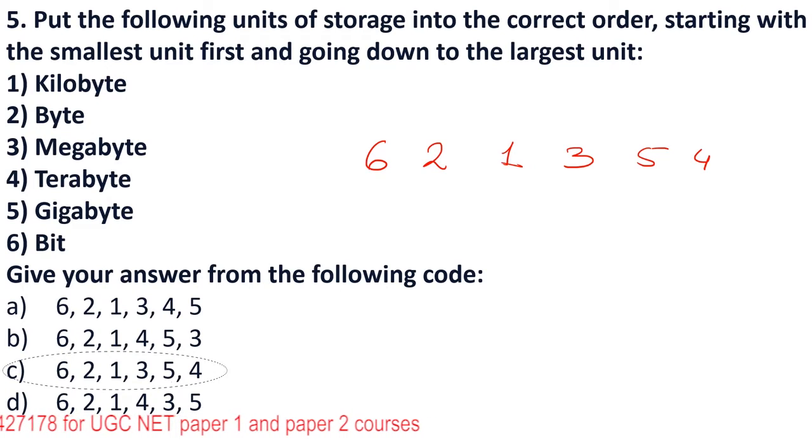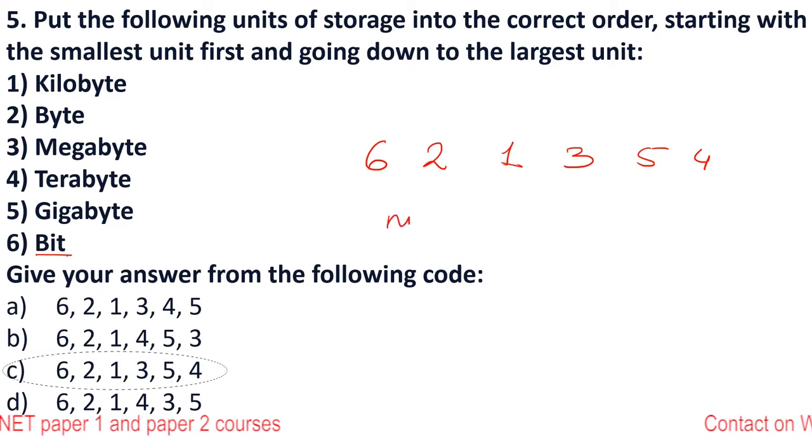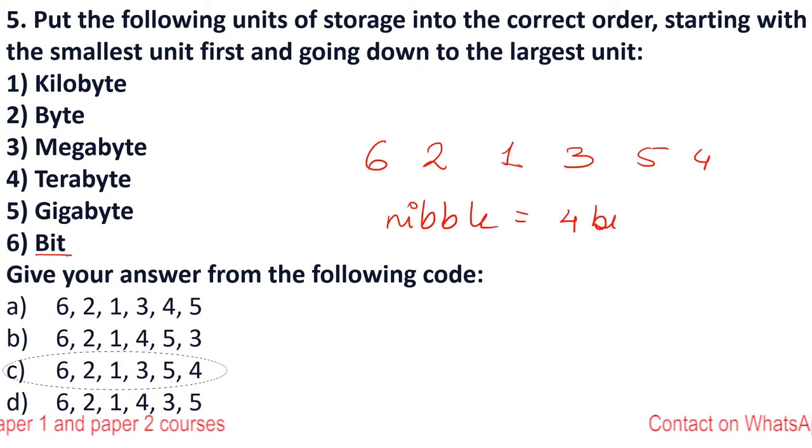621354. So your basic is 1 bit, and then it goes on from bit to byte and then kilobyte, megabyte. And also remember, one nibble is 4 bits. You can also call it half a byte.